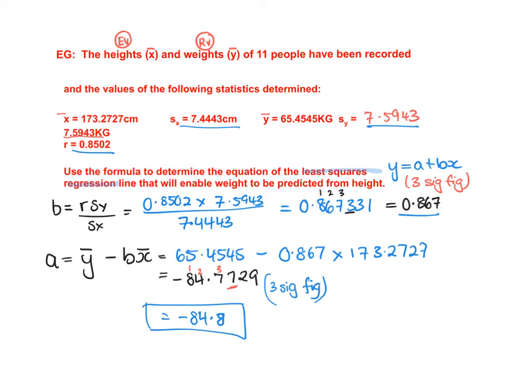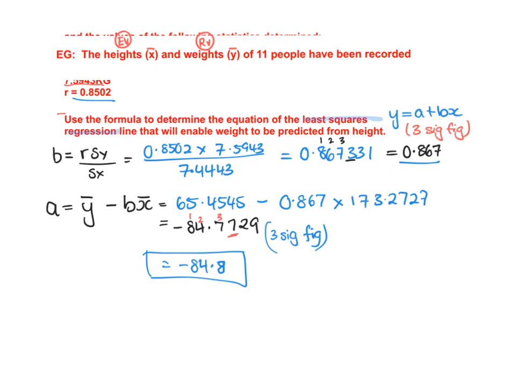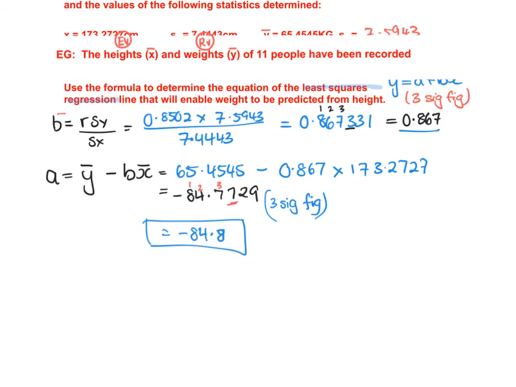Now we're not finished there. We have to write the whole equation out now. Sorry, I'm just moving all that up a bit. We have to write the equation using the actual variable names. So really what we have is we've found that y equals A, which was negative 84.8, plus B, which was 0.867 times x. We're not going to write that now.